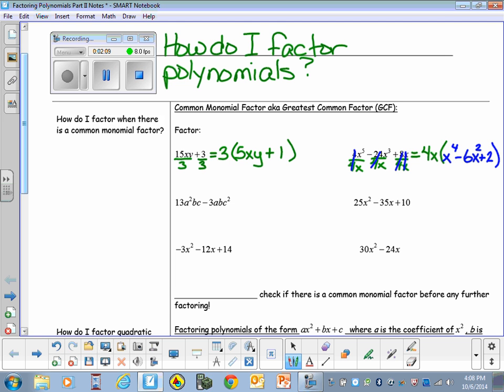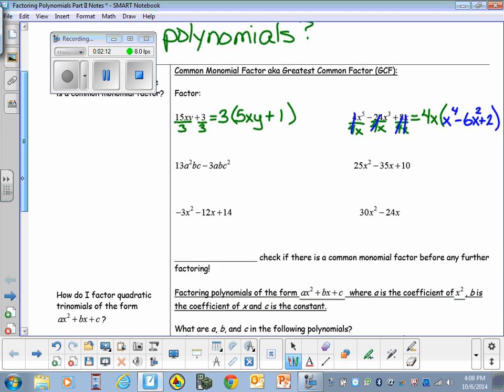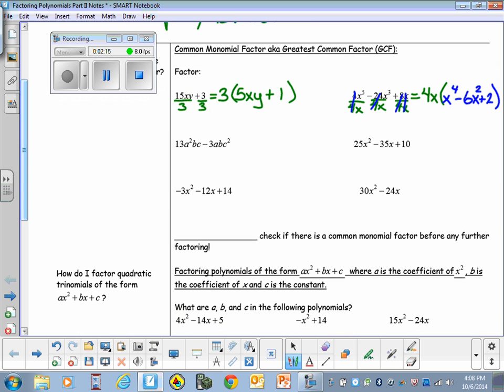All right, looking at the next one, 13 and 3, there's no greatest common factor there. But a, b, and c can all come out of each one of these terms. I'll have to keep the 13. a squared divided by a is a. b divided by b is 1. c divided by c is 1. Minus 3. a divided by a is 1. b divided by b is 1. c squared divided by c is c.